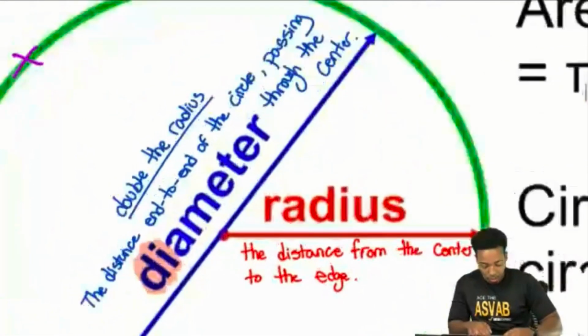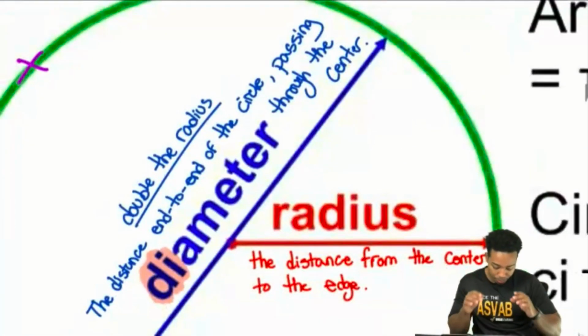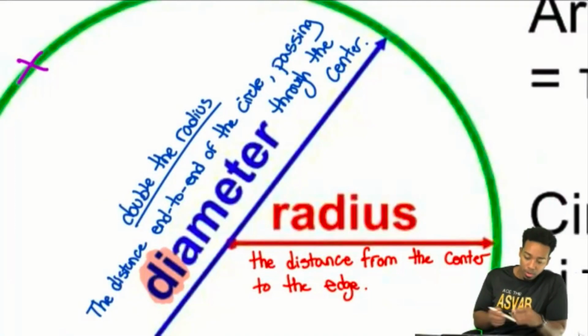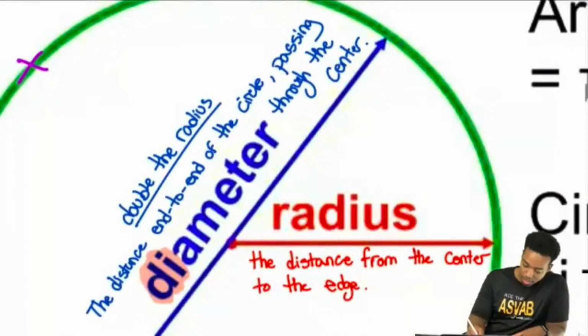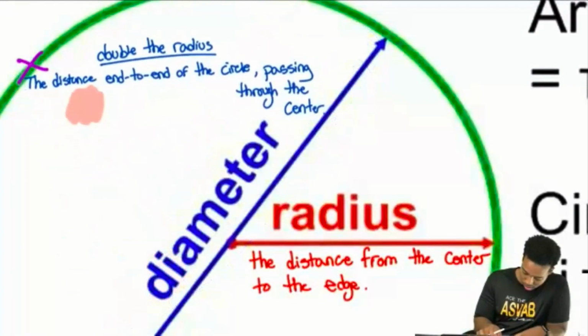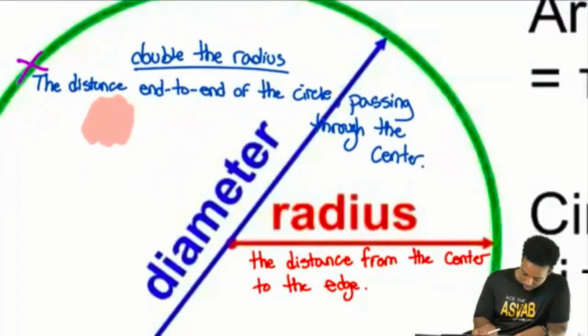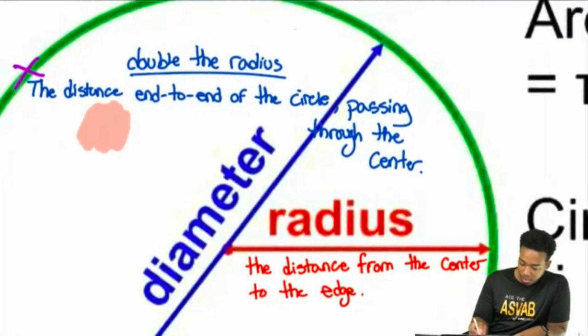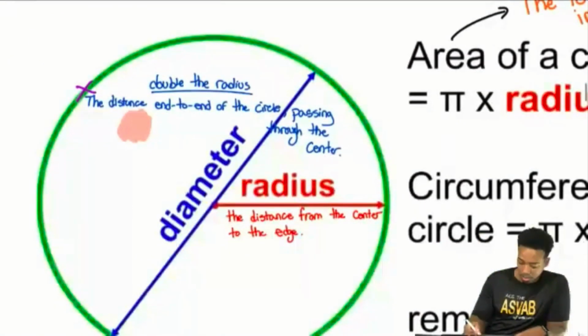So here is the definition of the diameter. Again, the diameter is going to be, and I can go ahead and turn this over for anybody who needs to see it that way. I can make it a little bigger too. But again, the diameter, it's the distance end to end of the circle, but you just have to pass through the middle. You got to pass through the middle.